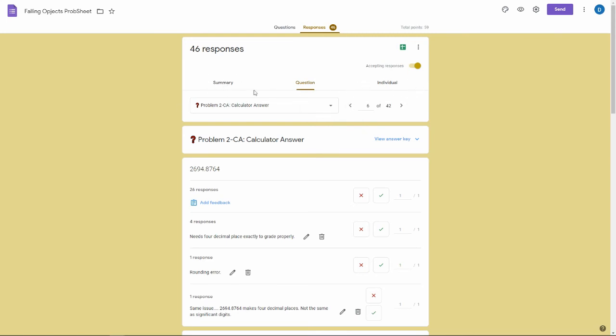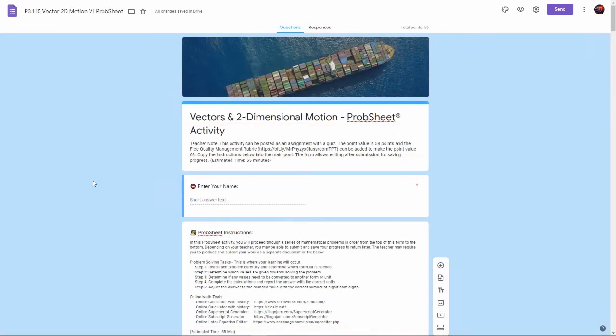I'm not going to go into it because I don't want to reveal the students' names, but you can go from individual to an overall summary on the problem. So hopefully that's giving you a good idea of what the ProbSheet product is.